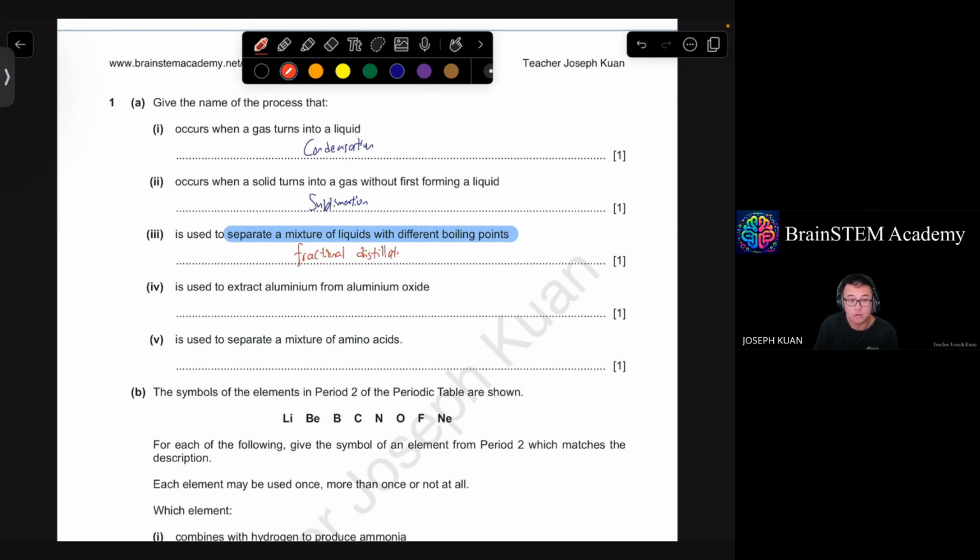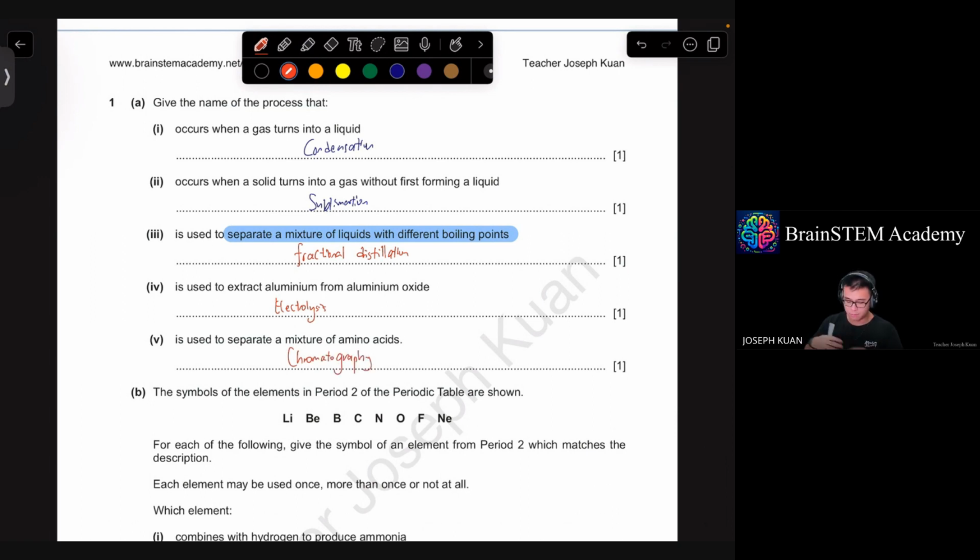And next is used to extract aluminium from aluminium oxide. There will actually be electrolysis of alumina using cryolite, right? 5 is used to separate a mixture of amino acids. That will actually just be chromatography.